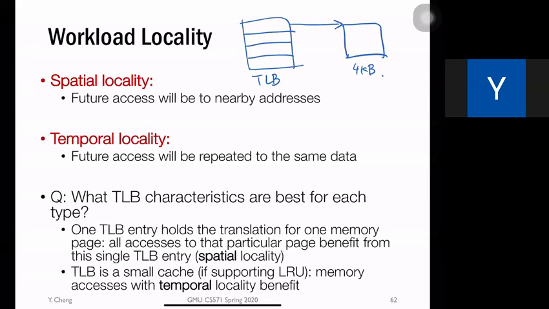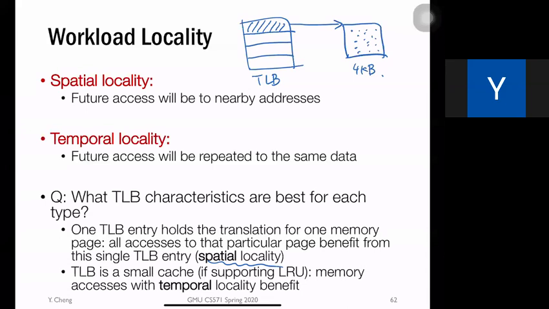So for whatever spatial access within the range of this 4 KB memory page, it automatically benefits from caching this single TLB entry. So this granularity mismatch kind of TLB characteristic is best suited for the spatial locality property. It naturally benefits from spatial locality. And this is the very first characteristic.